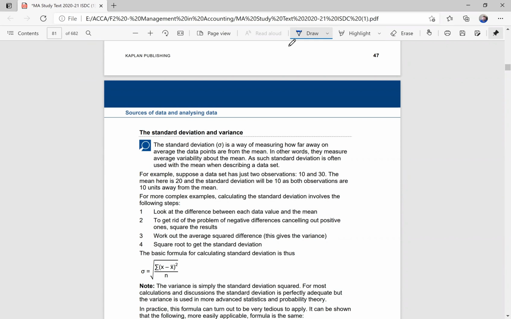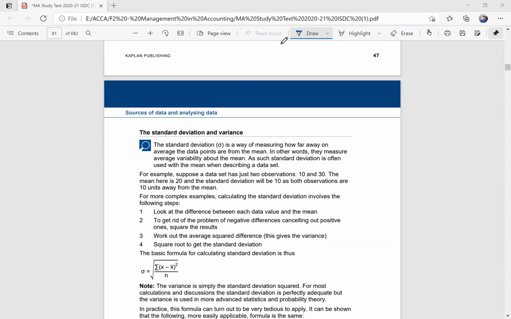This might not be easily understood when told in the form of theory, but I am going to explain it to you with some examples in a bit. Here's an example. Suppose the data set has two observations, 10 and 30. The mean here is 20 and the standard deviation will be 10, as both observations are 10 units away from the mean. So anything that is away from the mean, and to how much extent, is represented by the standard deviation.